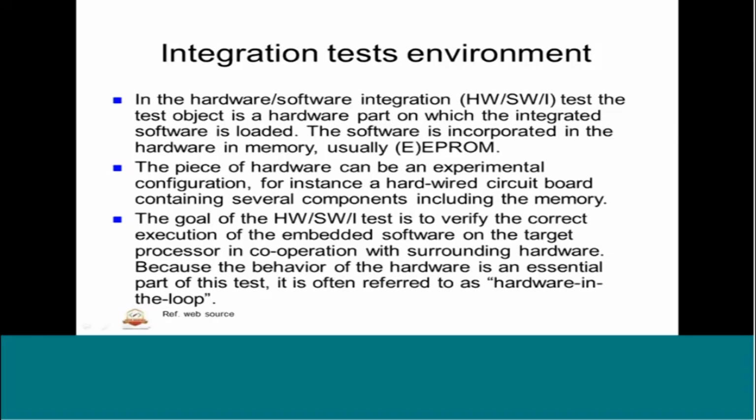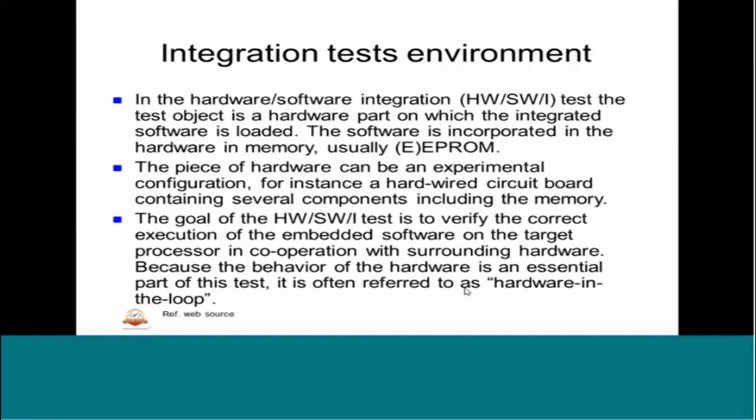The goal of the hardware software integration test is to verify the correct execution of the embedded software on the target processor in cooperation with the surrounding hardware. So that is the elaboration of what we have defined as hardware software integration. Because the behavior of the hardware is an essential part of this test, it is often referred to as hardware in loop (HIL). There are different types of in-loop situations: software in loop, simulation in loop, hardware in loop. Basically, these are all integration test strategies that are going to be used. That is where it is necessary to identify the test environment for those hardware where we need to have an integration.